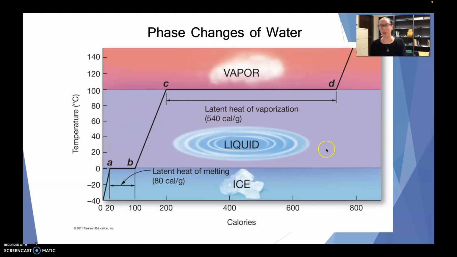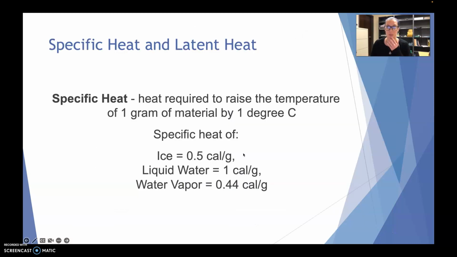And then the next concept here, instead of latent heat, now we're going to talk about specific heat. Specific heat is the heat that is required to raise the temperature of 1 gram of material by 1 degree Celsius. So the specific heat of ice is 0.5 calories per gram. The specific heat of liquid water is 1 calorie per gram.